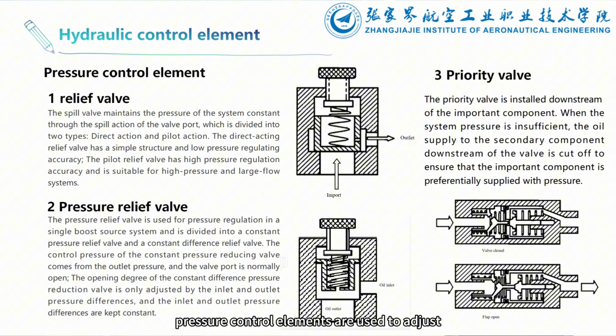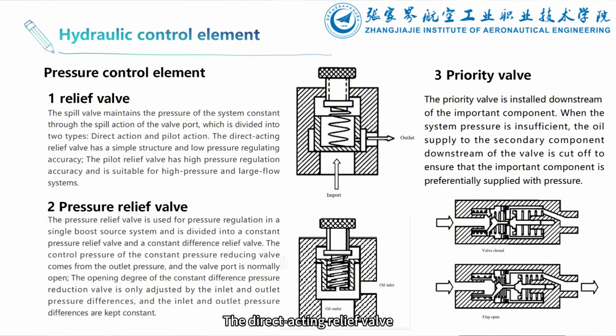Pressure control elements are used to adjust or limit system pressure. Common pressure control components on aircraft include relief valves, pressure reducing valves, priority valves, etc. The relief valve maintains the pressure of the system constant through the spill action of the valve port, which is divided into two types, direct action and pilot action.